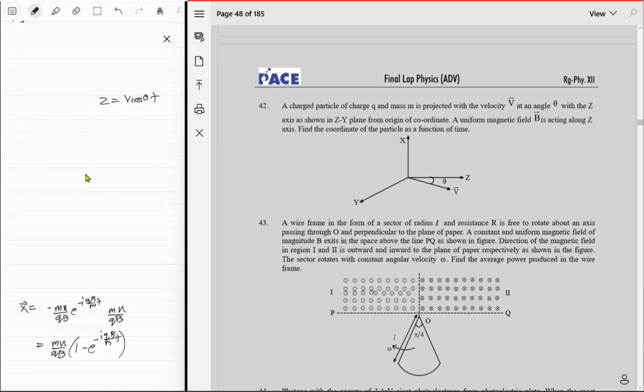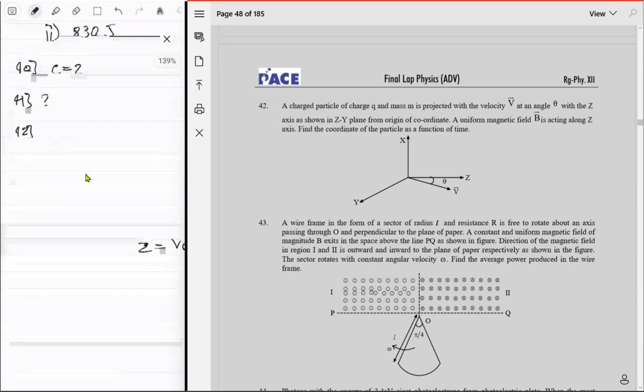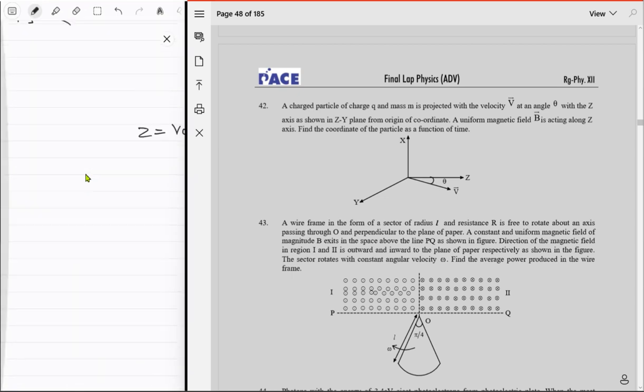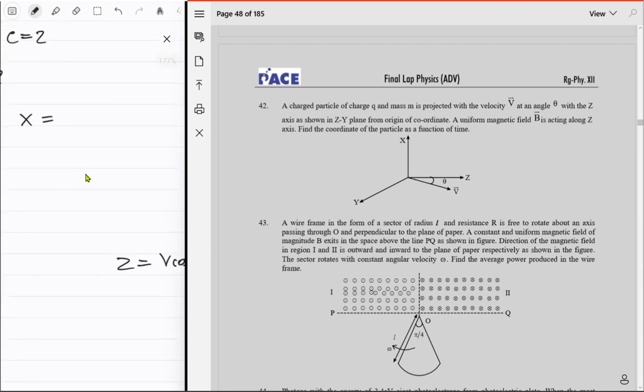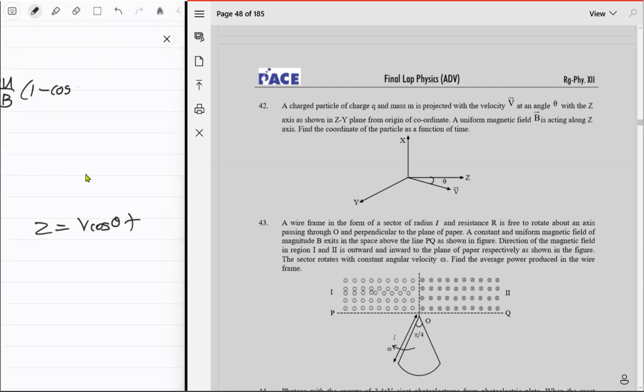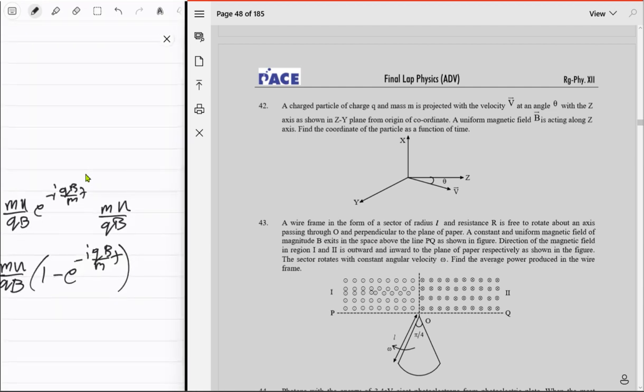So now time to write the coordinates. Your x coordinate will be just of what form? μ upon qB, just have 1 minus cosine of this thing, right? It's cosine of qB upon m times t.